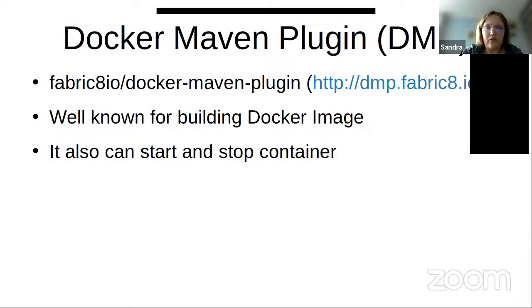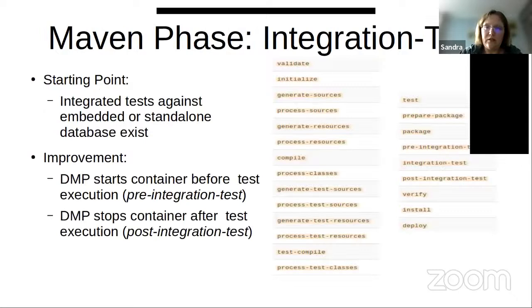In Maven, there is the so-called Docker Maven plugin. It's well known for building Docker images. You can also use it to start and stop containers. So when we have a deeper look at the process, there is one phase called integration test, and many embedded database tests are running in this Maven phase. We have a phase pre-integration test, and after that the so-called post-integration test. In the pre-integration test phase you can start a container with the Docker Maven plugin, and in the post-integration test phase you can stop it.